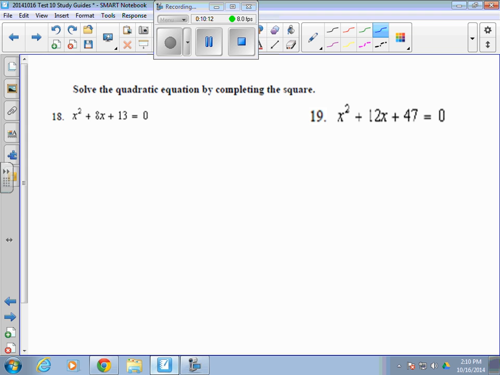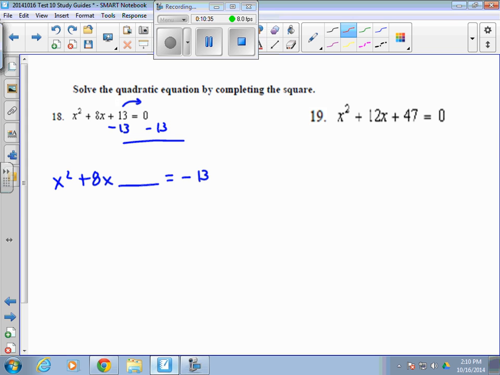Okay, for number 18 and 19, we're solving these by completing the square. In order to do that, you have to move the positive 13 over by subtracting it. This is algebra 1. Subtract it on both sides. x squared plus 8x plus c equals negative 13. So find b just like on number 17.